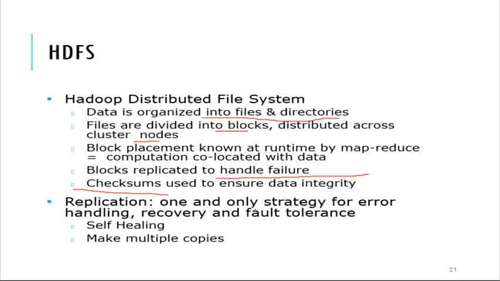Regarding replication, the one and only strategy for error handling is this replication. Okay? Replication is done for error handling, for recovery, for fault tolerance. And that's what makes it self-healing. Since the backup copies can be used to recreate the original one, we call it self-healing. And technically, there are 3 copies that we usually create, but there is no limit to how many you can have. 3 is the solution that works best. Any more than that would be unnecessarily redundant.